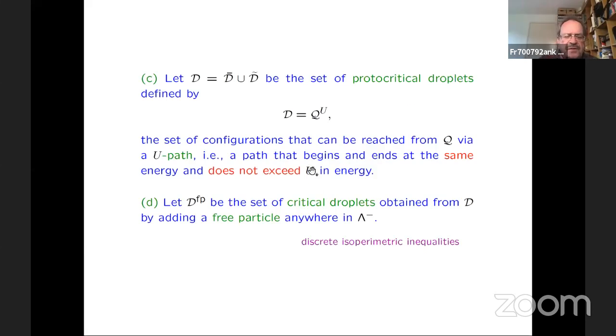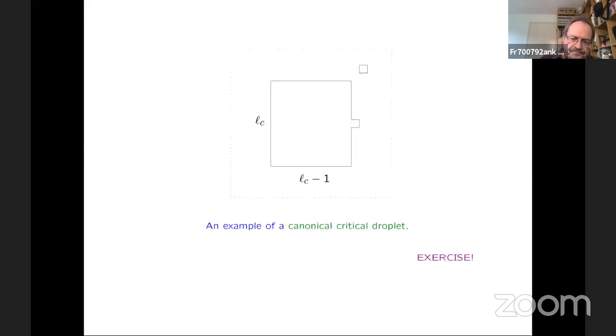And then at some point, there's another free particle coming in and saying, yeah, here I am. I go to the protocritical droplet and I attach myself and I begin an applause because I say to everybody, we have now gone over the hill, all of us together. And that is what is happening.